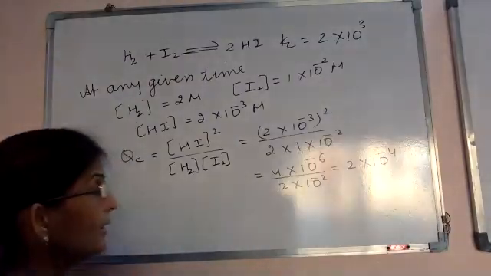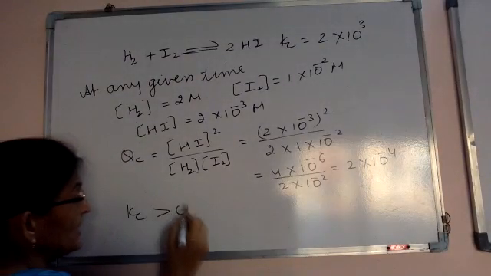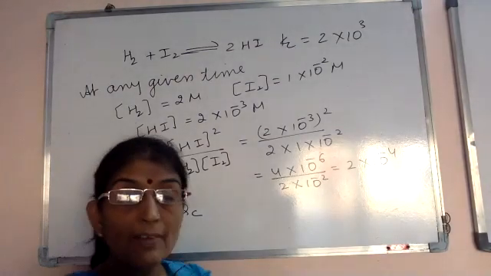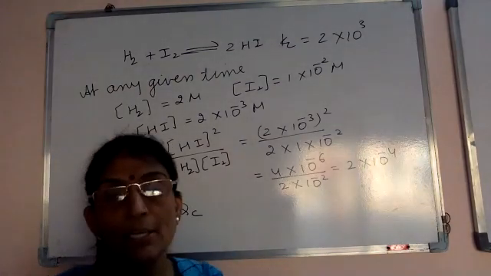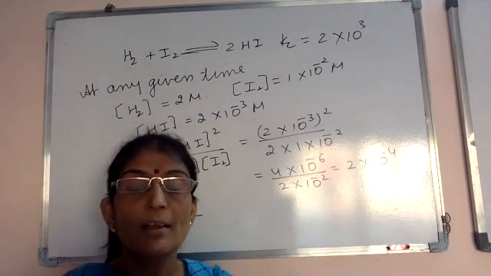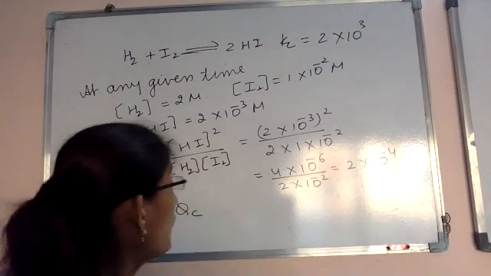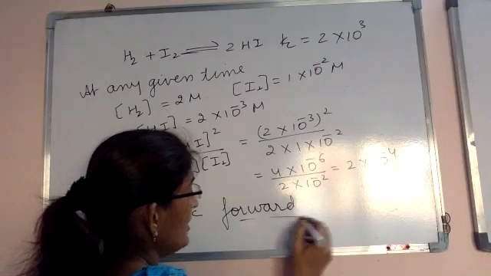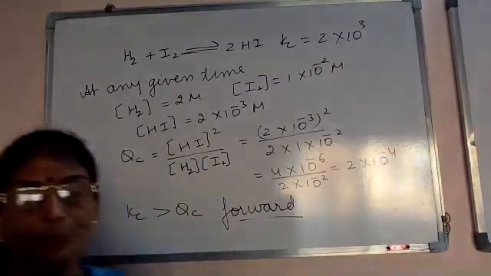This time KC is more than QC. KC ज्यादा है, QC कम है. तो अगर QC का वैल्यू कम है, KC ज्यादा है, तो रिएक्शन किस डायरेक्शन में मूव करेगा? The reaction will move in forward direction. So it is always moving in the forward direction at this particular time.